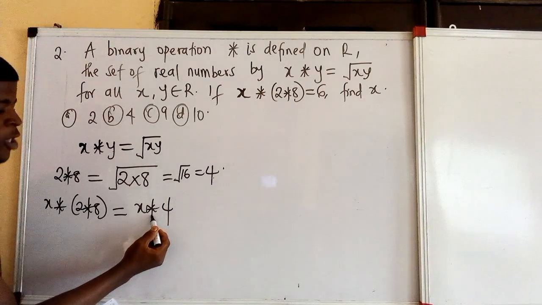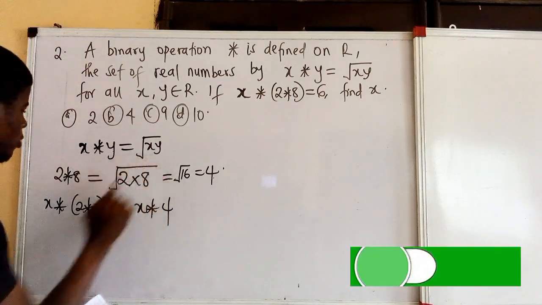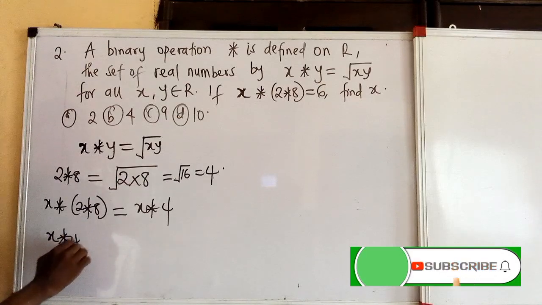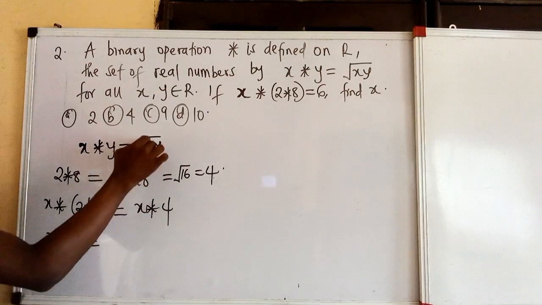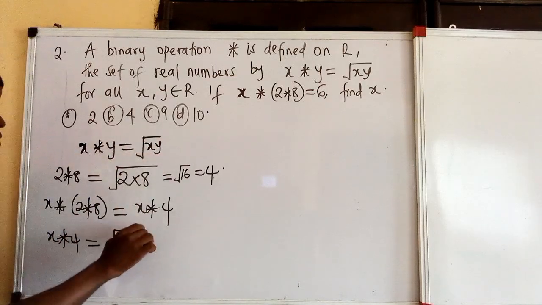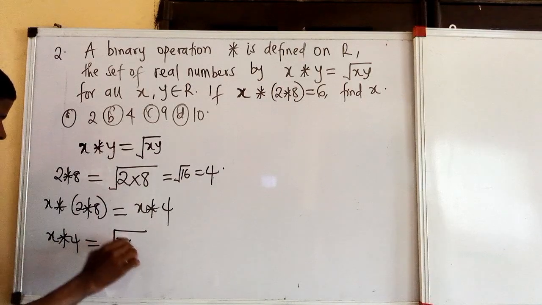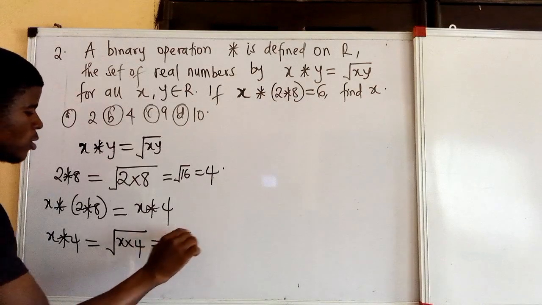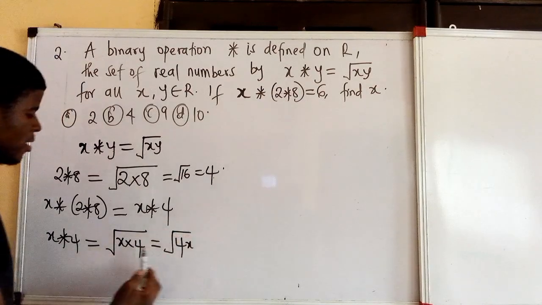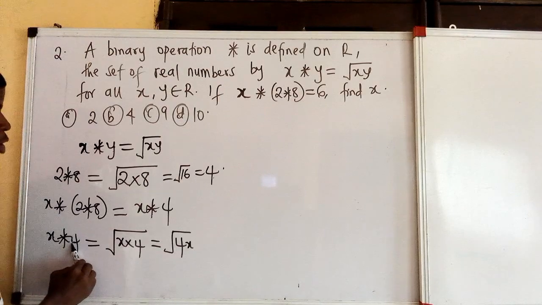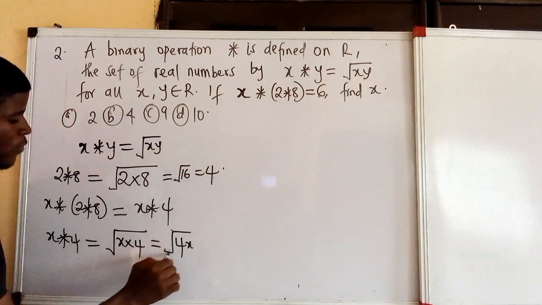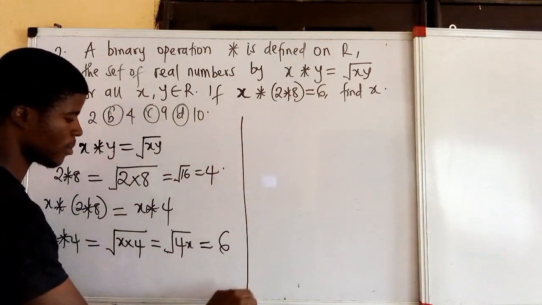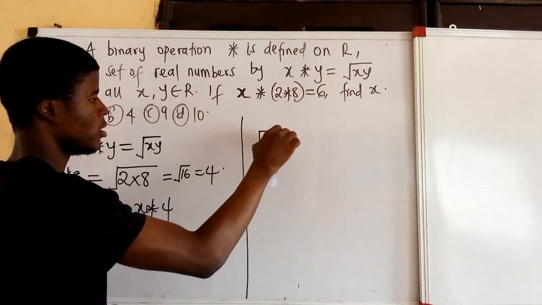Now let's look for the value of x operation 4 using this definition. X operation 4 is equal to x will still be x, y will now be 4. So on the right hand side I have root x times 4, that will be root 4x. And they said that x operation 4, which was x operation 2 operation 8, is equal to 6. That means root 4x is equal to 6.